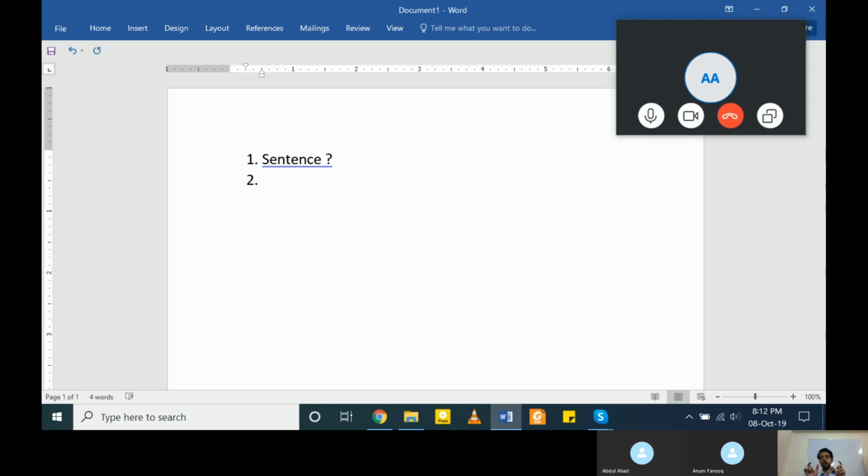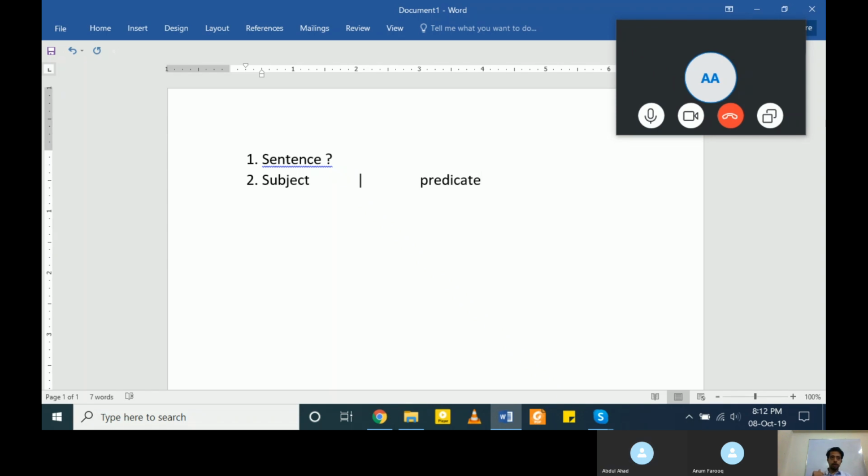Basically, there are two parts. Number one we call is the subject. The other part that we call is predicate. Right? Now, what is subject? Absolutely. Doer of an action is called subject. First thing subject, and then the second part of the sentence is predicate.